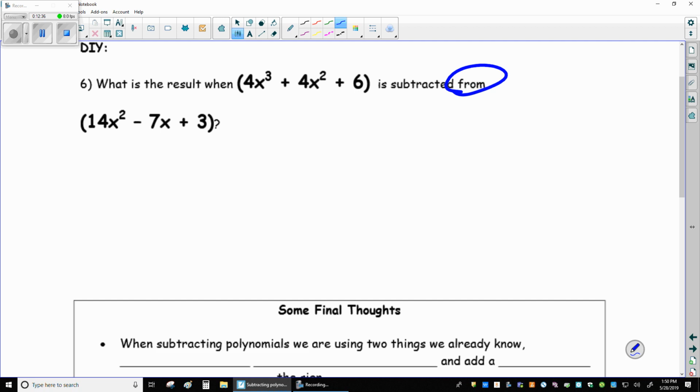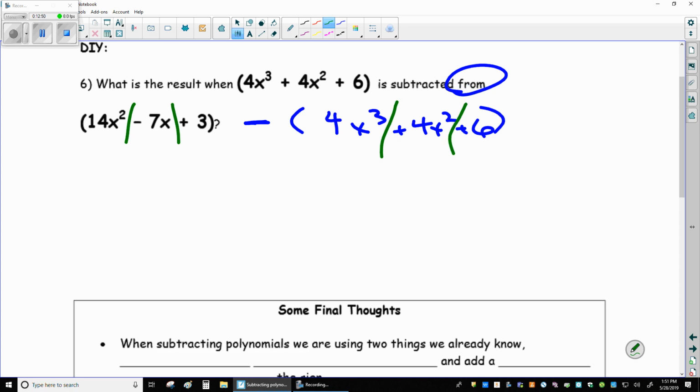All right, so I'm starting off with this. I'm going to be super lazy and just go like this. 4x to the third plus 4x squared plus 6. I'm going to draw the lines down to help separate all my terms so I'm nice and organized and I don't chop off any signs or have any questions. I have a keep, a change, and a change. So let's change all three of these.